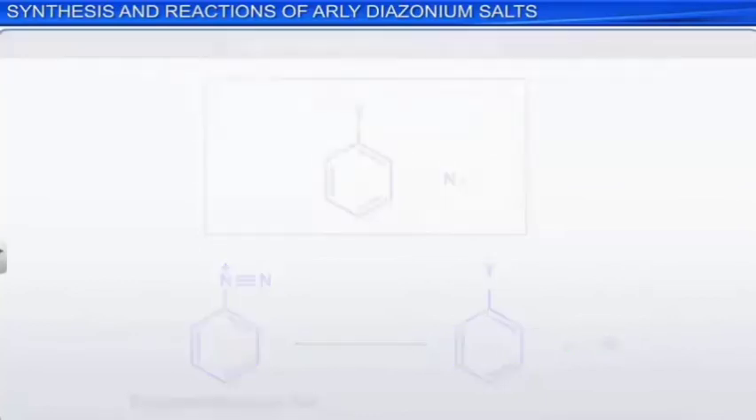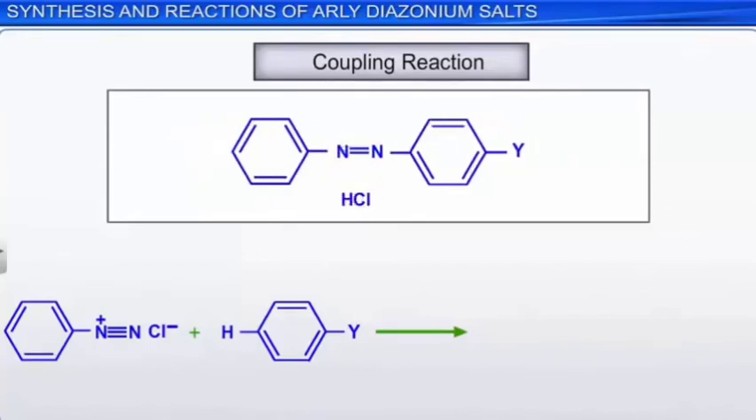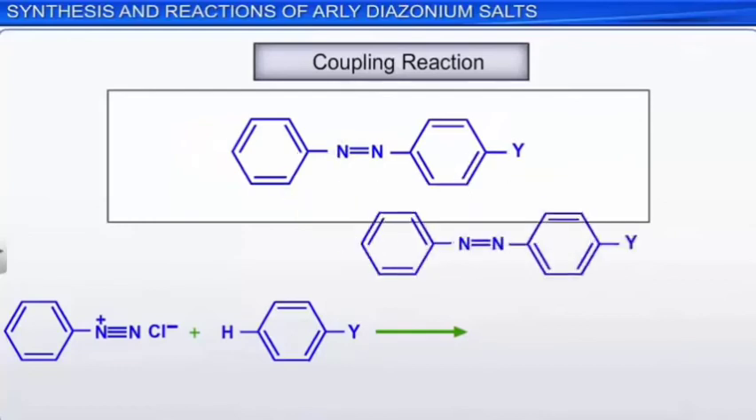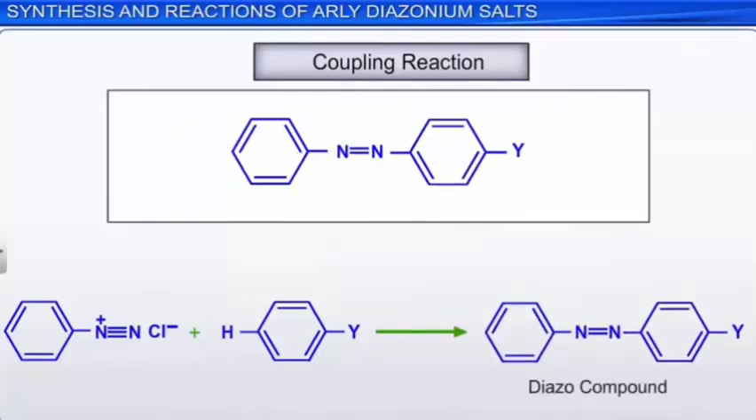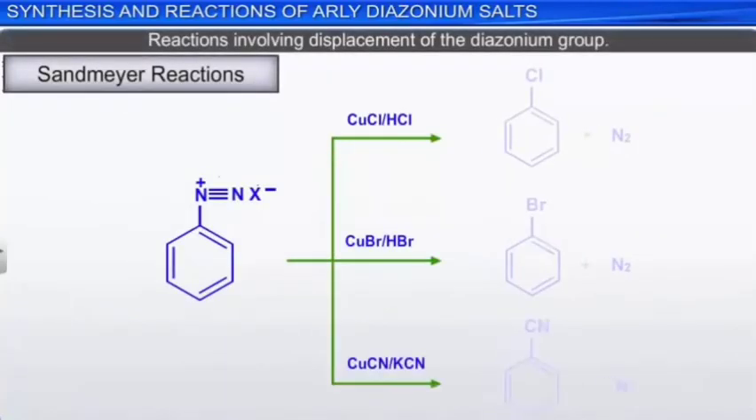Aryl diazonium ions can also undergo coupling reactions, using the nitrogen atoms of the diazonium group to link to another aromatic ring. We first consider the reactions that involve the displacement of the diazonium group.